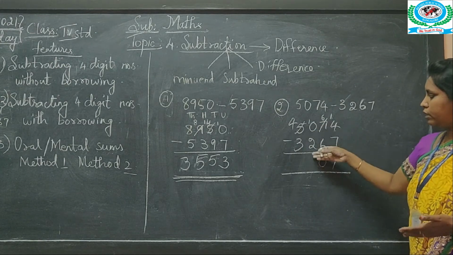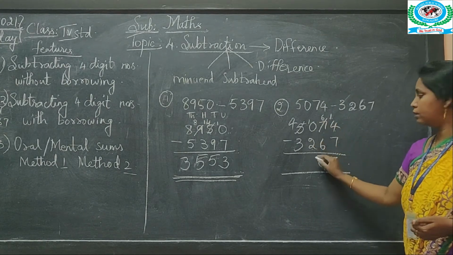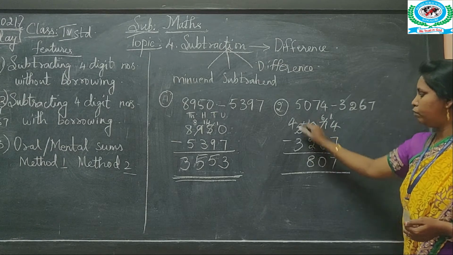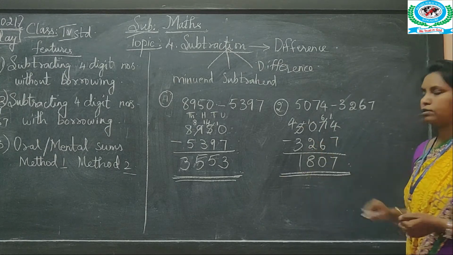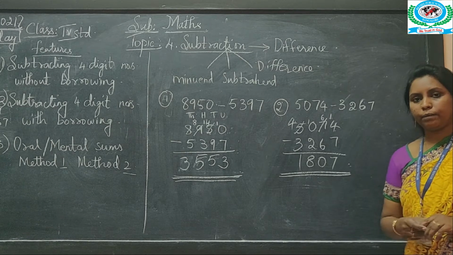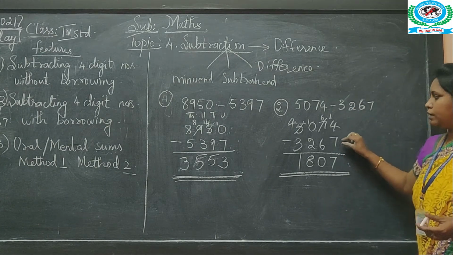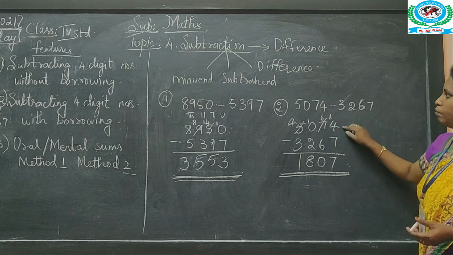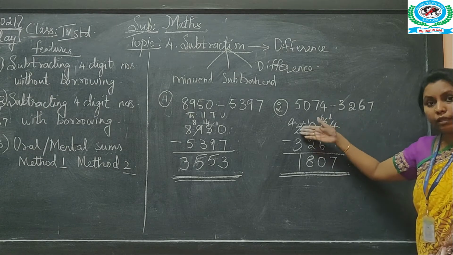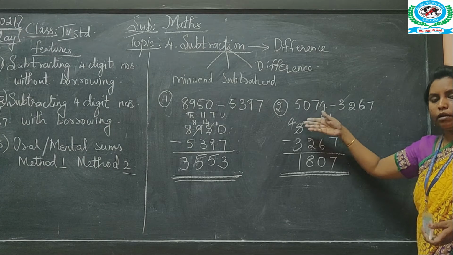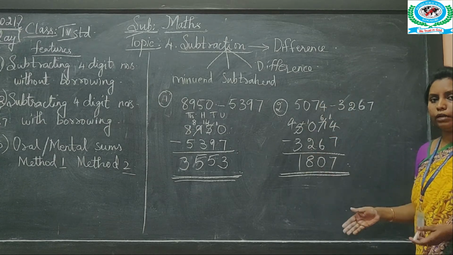Okay. So now easily you can subtract: 10 minus 2 is 8 and 4 minus 3 is 1. So this is the answer. Okay children, when the number in the subtrahend is greater, you can borrow from the next place value number in the minuend.